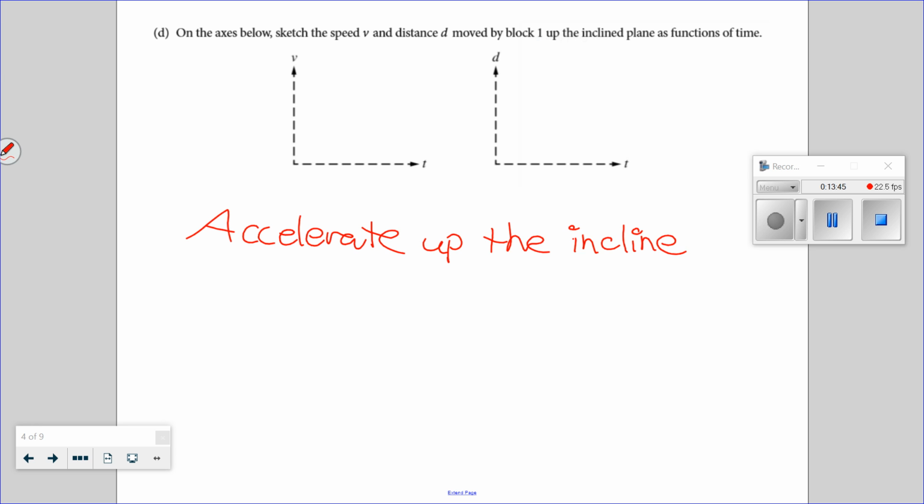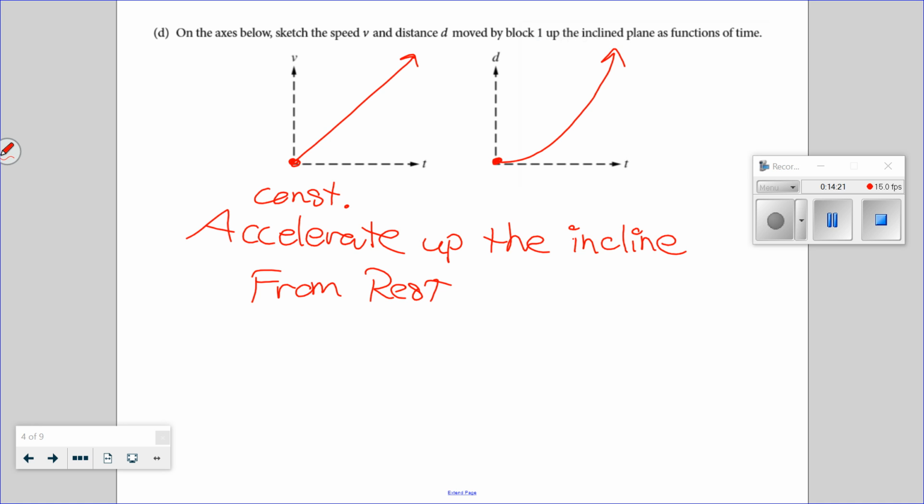So, we should start at 0 and just go straight line up. Increasing speed up the plane, as a function of time. And if I'm increasing velocity, then I should just have parabolic, concave up, increasing distance. Distance moved, and it starts from rest. Pretty sure. Let's see if they made a fool of me. Nope, that's what they say.